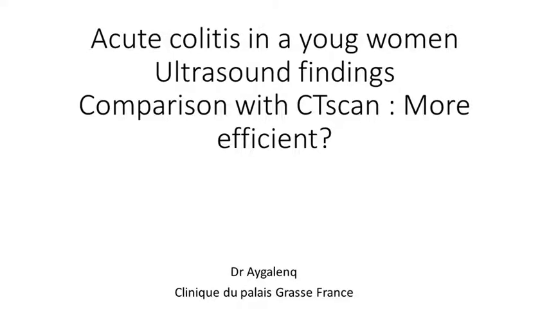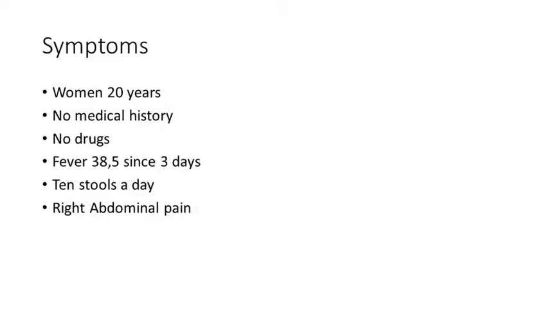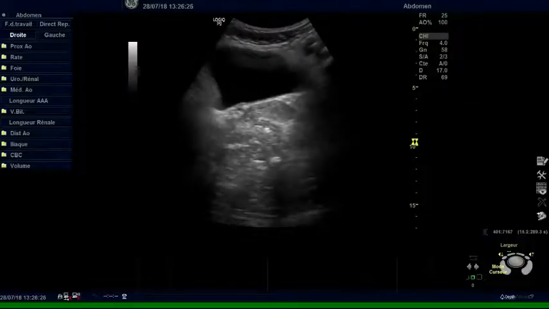Hello, everybody. It's just a little topic to show you what you can find by ultrasound in an acute colitis in a young woman, and I'd like to compare the image between ultrasound and CT scan to see what is the most efficient technique. It's a 20-year-old woman with no medical past history, no drugs, and she got a fever of 38.5 for 3 days with 10 stools a day and a very high right abdominal pain, which you can discover by ultrasound.